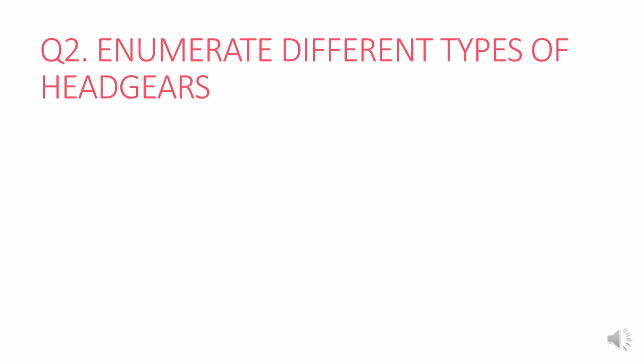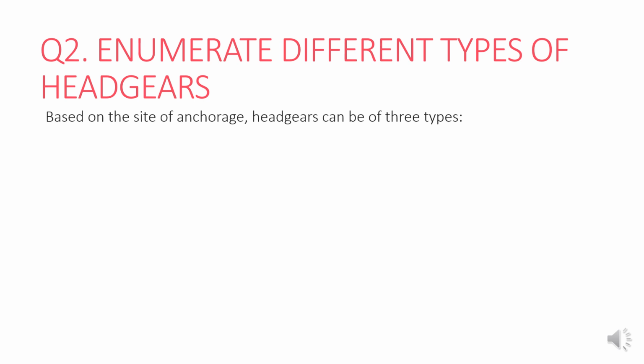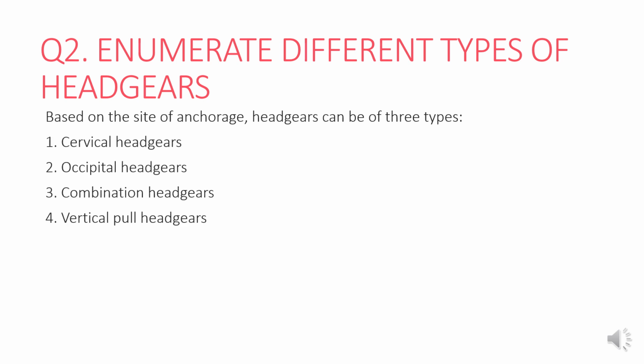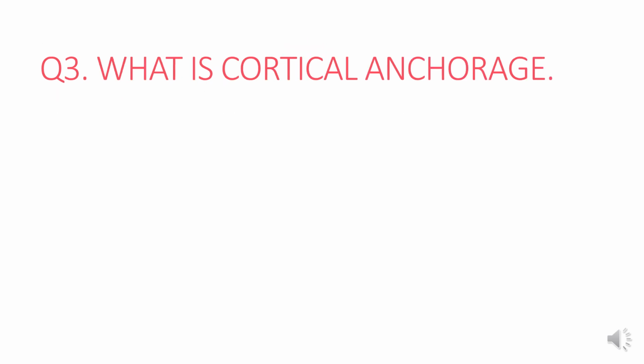Number 2 is enumerate different types of headgears. Based on the site of anchorage, these are cervical, occipital, combination, vertical pull headgears and asymmetrical headgear. What is cortical anchorage?